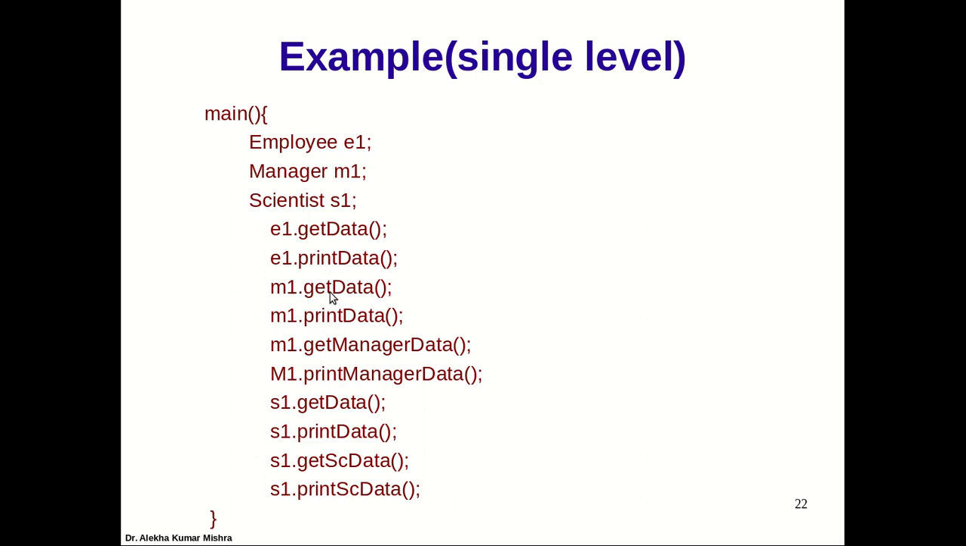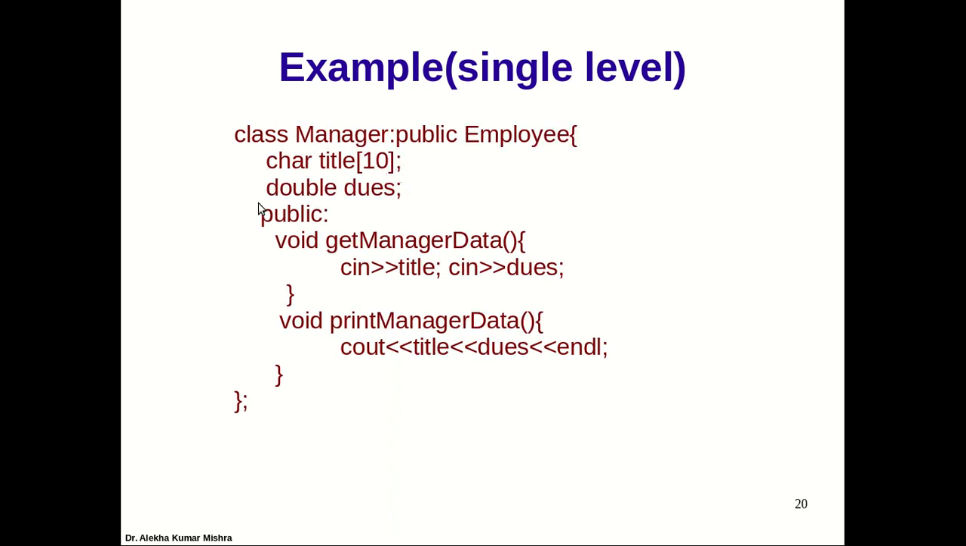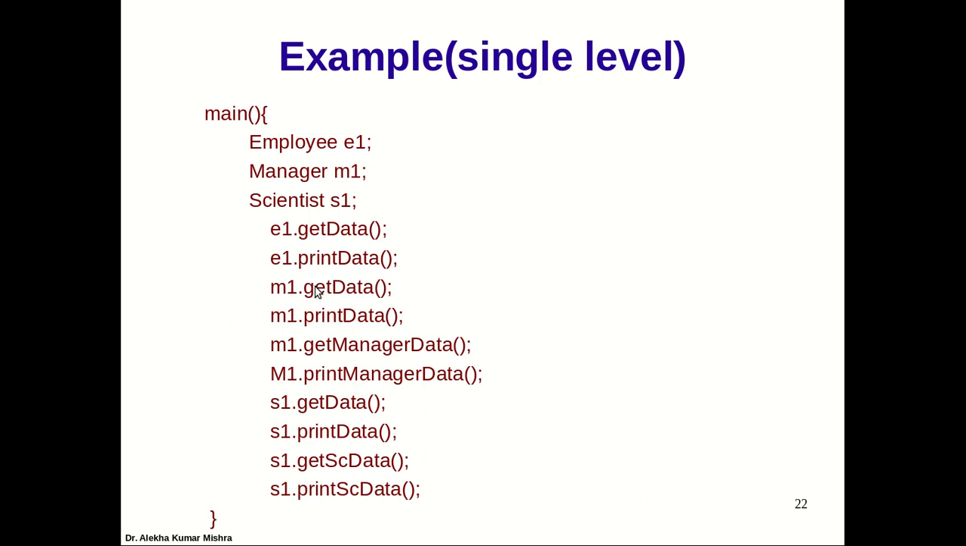So what is it going to do? GetData is going to take two inputs, the employee number and employee name. Since manager is also an employee, it will have the data members employee number and name. So these two data members are also available in a manager. Those data inputs are taken using get data, and printed using print data. So this will print the base class information of the manager.